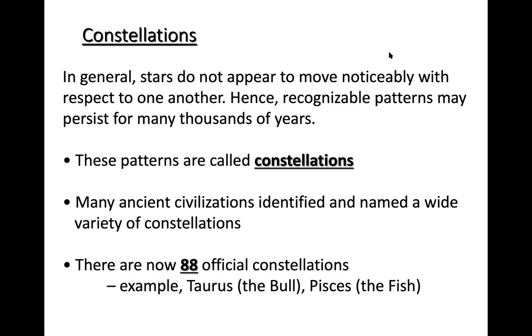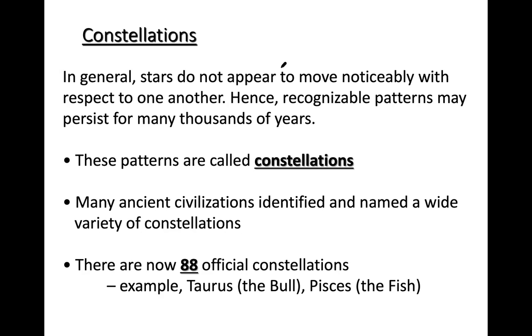And so the stars do not appear to move noticeably with respect to one another. There is no noticeable movement, right? Because of that, these patterns are recognizable very easily, as you saw in the Stellarium software. For example, the pattern of the constellation Orion is very easily recognizable for everyone, right? And these patterns are what we actually call constellations, right?